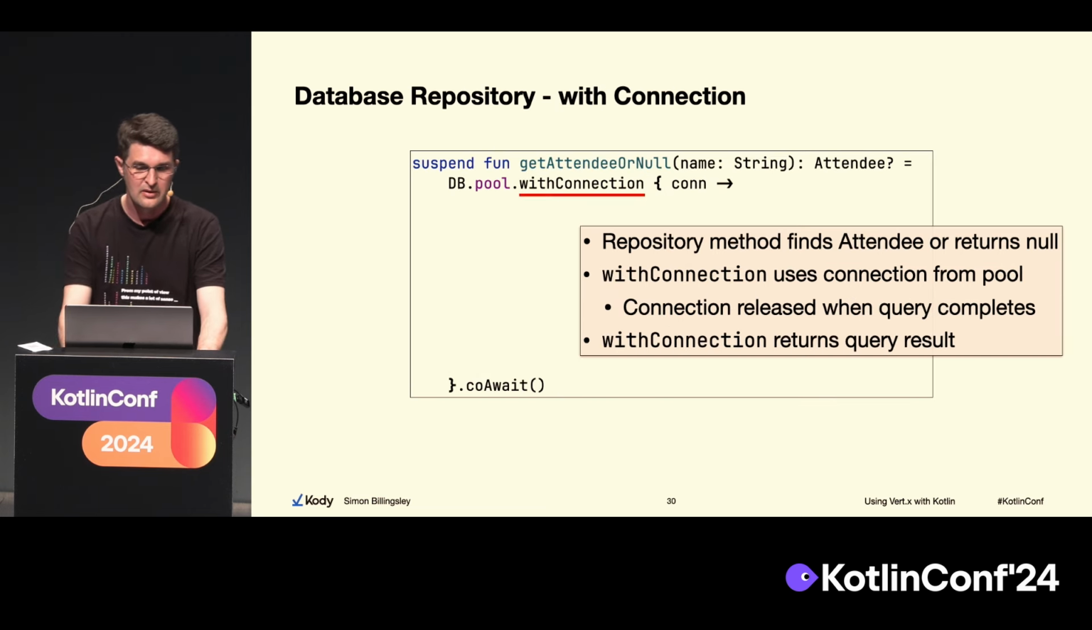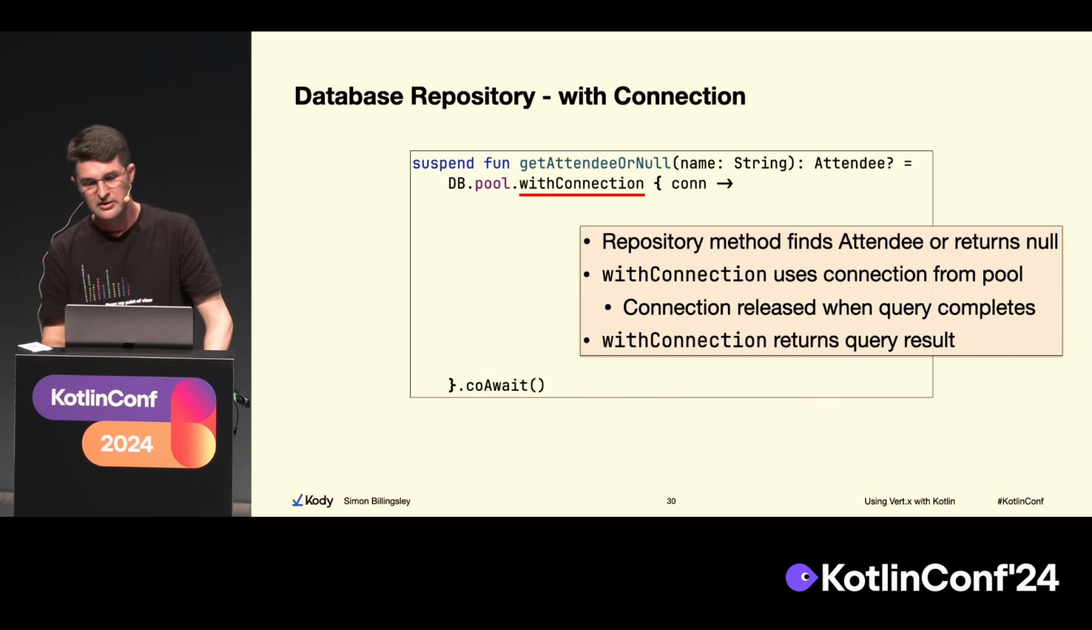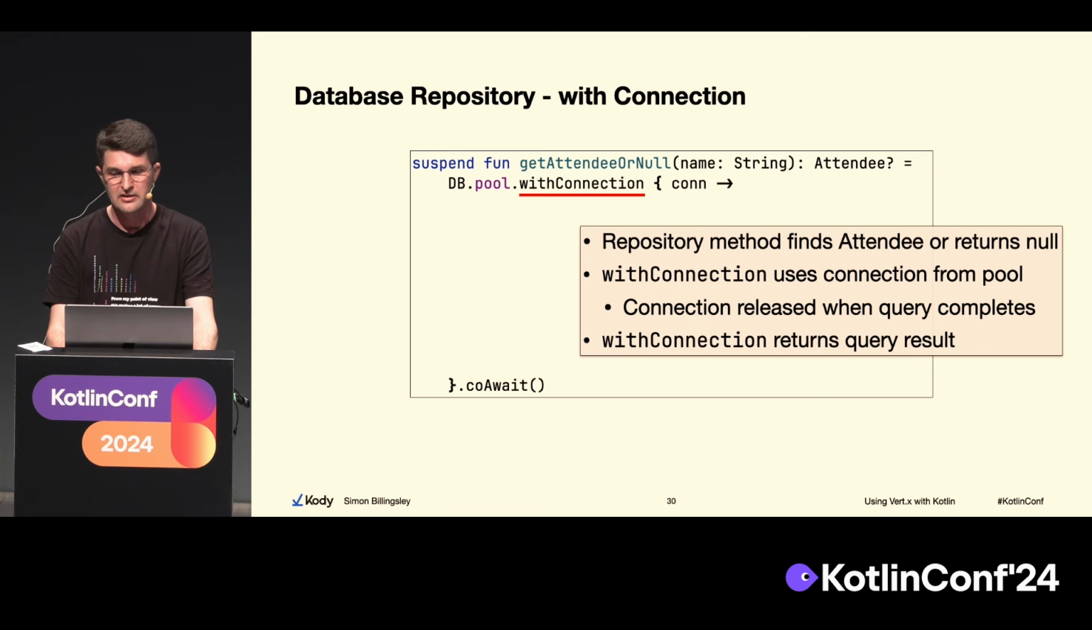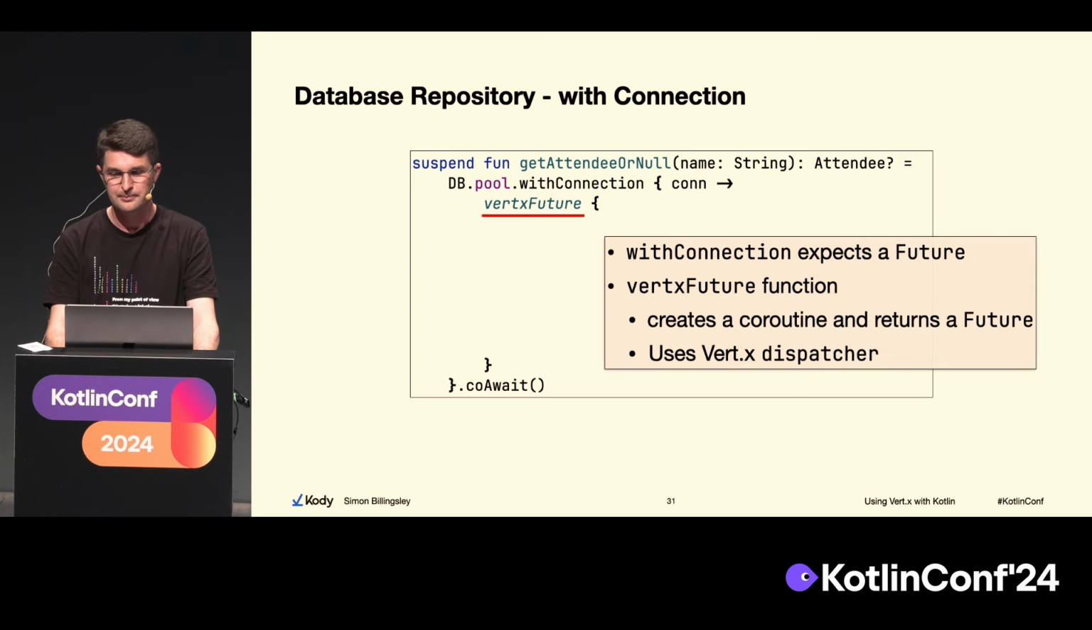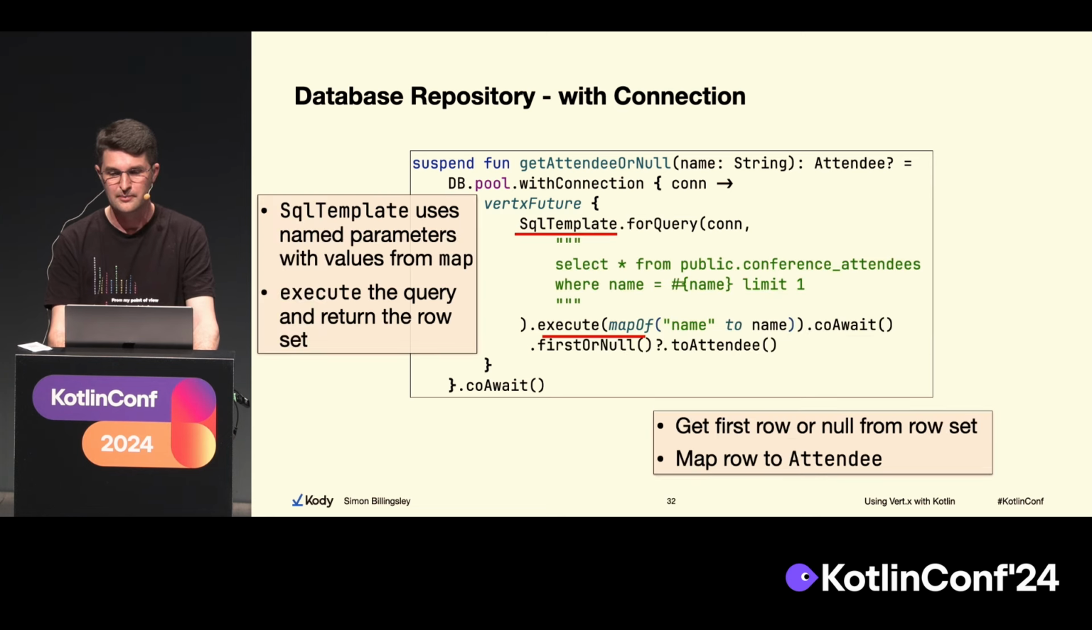And this is within one of the database repository methods. This is the with connection Vertx method, and it executes the query given a pooled connection. The connection is released when the query completes. The with connection method provided by Vertx expects a future. So I have to use a Vertx future function to launch a coroutine, and then that uses the Vertx dispatcher, and that returns a future that the with connection can use.